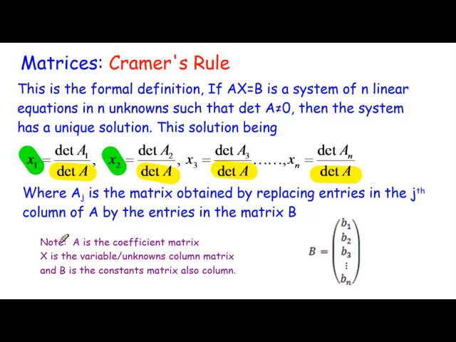I've put a note here that A is a coefficient matrix, X is the column matrix of the variables like X, Y, Z, or X1, X2, X3, and B is the constant matrix, which also is a column. I've written it down here: B1, B2, B3, and so on. These are just the constants on the other side of the equal sign. So let's look at an example.